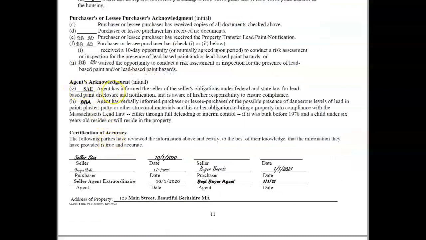It appears the seller's agent has initialed correctly. The buyer's agent has initialed correctly. We're looking at dates. We see that the dates appear to be before the contract was executed. And so this one, very mild, $20,000 fine.